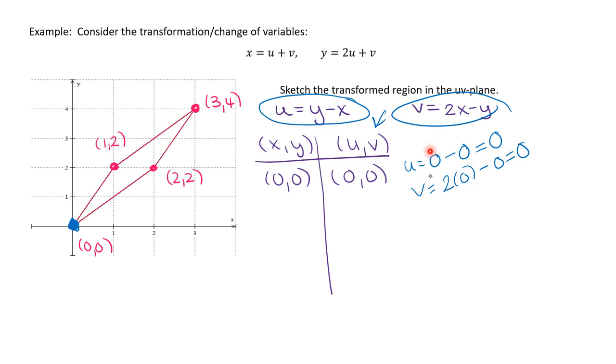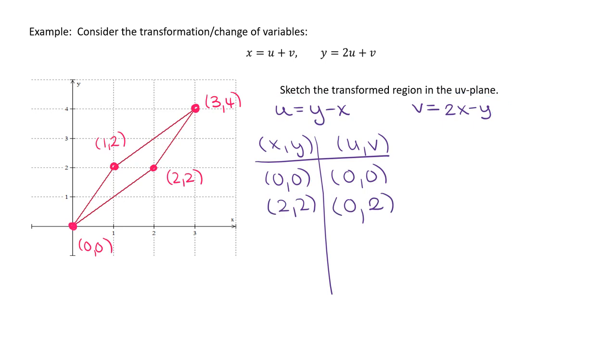So the point at the origin, when we transform it into the uv plane, is still the point 0, 0. All right, what about the point 2, 2? X is 2, y is 2. So then u would be y minus x, so 2 minus 2 is 0. And v would be 2 times 2 minus 2, that's 2. So that becomes the point 0, 2.